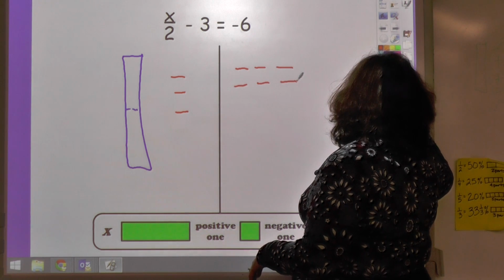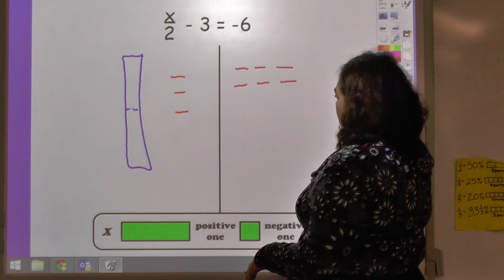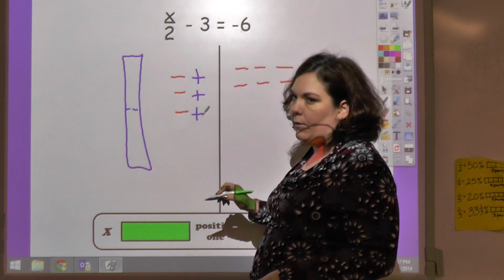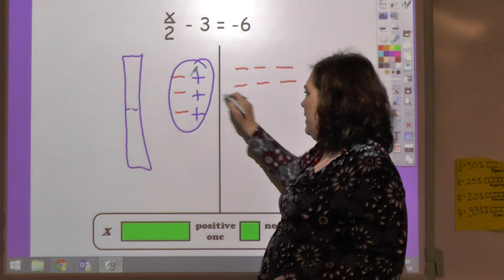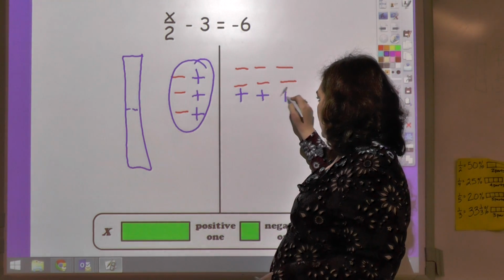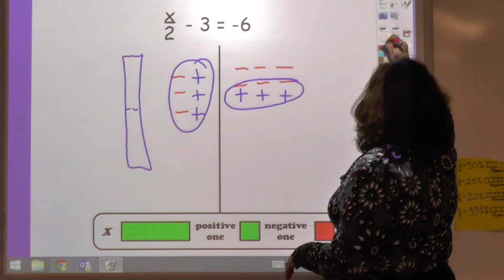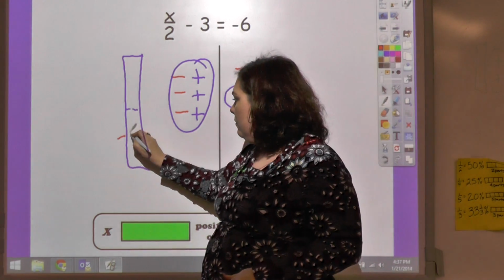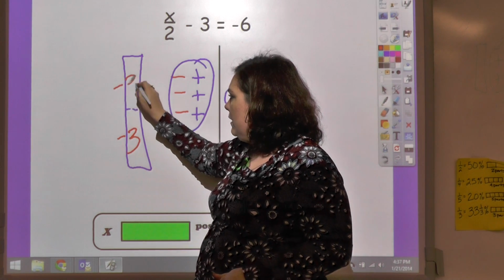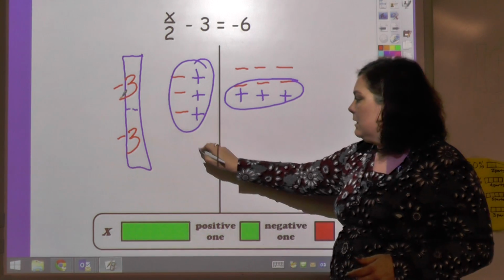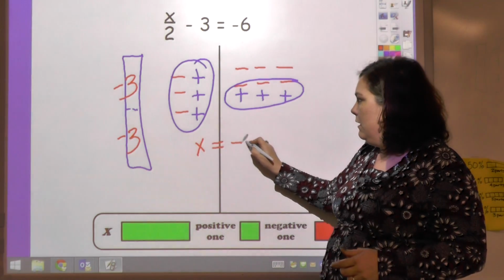Okay, so now I'm going to zero pair these out by adding 3 positives, and so that goes away, and adding 3 positives, so that goes away. So I'm left with -3. So that means that -3 goes here and -3 goes here. So -3 plus -3 is -6. So my x equals -6.